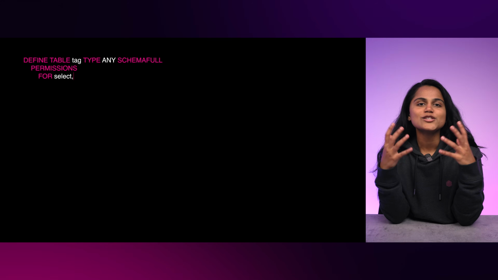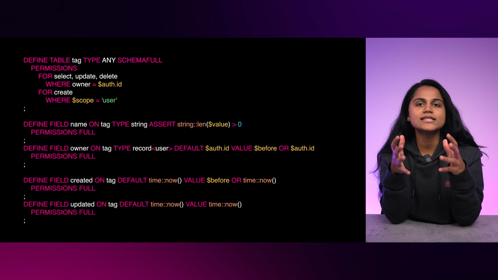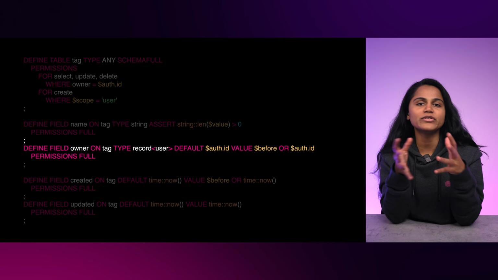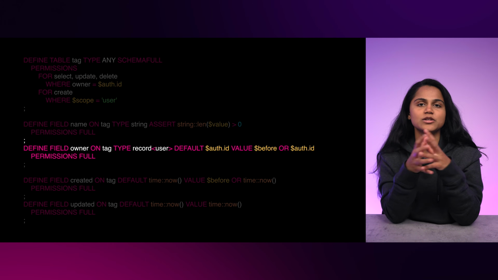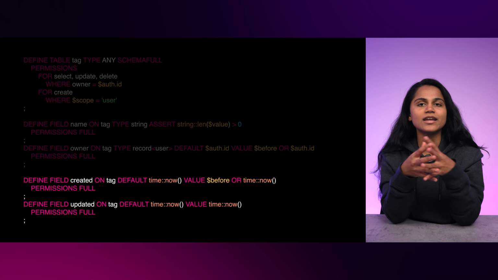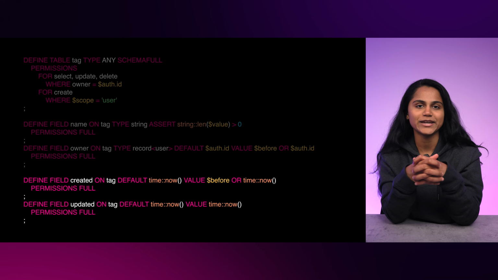Now, wouldn't it be cool if we could filter all our notes by different tags? So let's define a tag table with different fields. The first is a name field, which must be non-empty. The second, an owner field, which defaults to the authenticated user. And lastly, timestamps for fields created and updated, which track the creation time and the last update time.